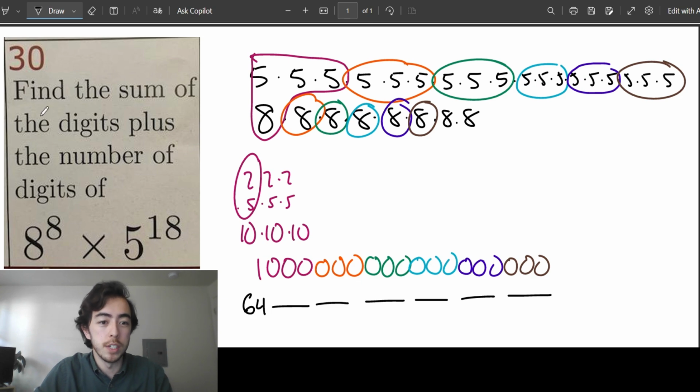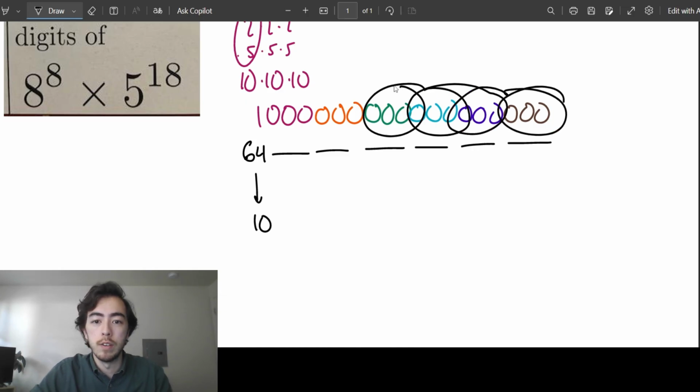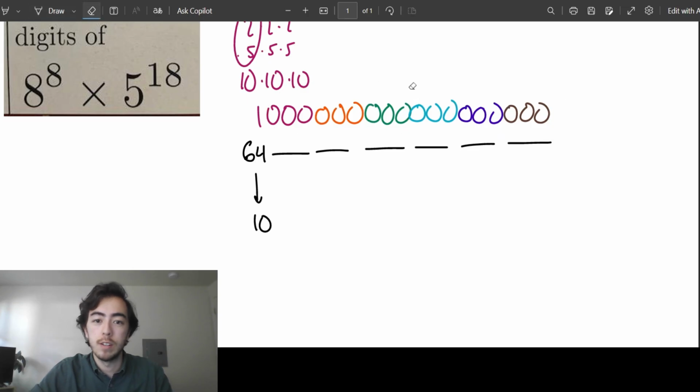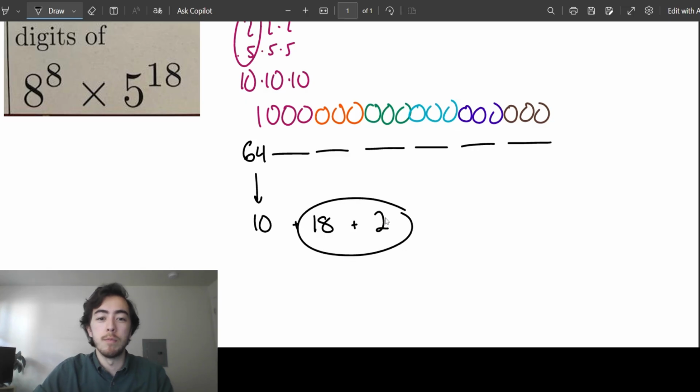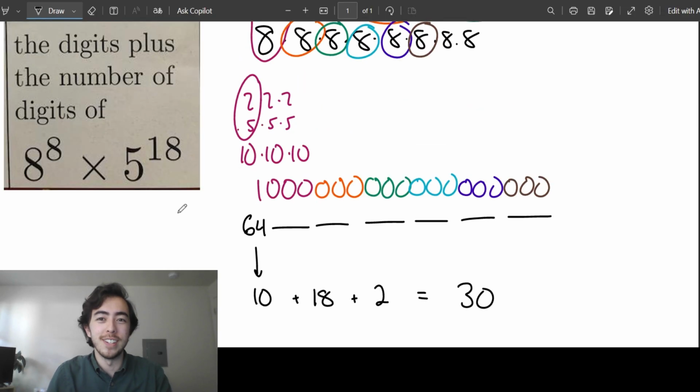So we need to find the sum of the digits plus the number of digits. So 6 plus 4, this gives us a 10. And then to count the number of digits, I guess we could count in groups of 3. We have 1, 2, 3, 4, 5, 6 groups of 3. And so that is going to give us 18. And then finally, we do have these 2 other digits, the 6 and the 4. And so these come from the number of digits we have. We have 20 digits in this number. And then the 10 comes from summing the digits themselves. And that is just 30, which is today's date.